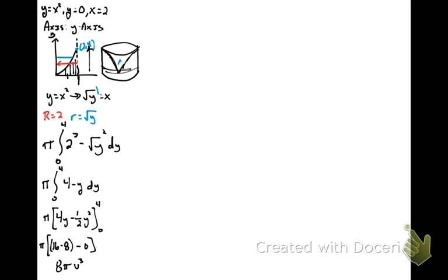Let's do one more. We'll do the line x equals 4 as our axis of rotation. So this changes our picture just a bit. It's still the exact same region, this region here. But this time we're rotating it around x equals 4, which is over here.